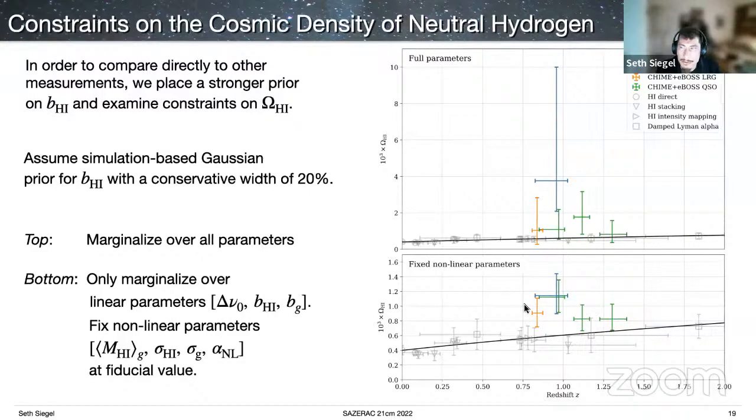CHIME measures a larger value of the density than other experiments, but this can easily be explained by the uncertainty in the nonlinear modeling. So if you look at the top panel that's illustrated here, when we marginalize over the nonlinear parameters, the error bars blow up. And in general, we have consistency with measurements from other experiments using a variety of different techniques. The exception is perhaps the ELGs, which differ at 2 sigma. And I can go into that in more detail in the questions section if people are interested.